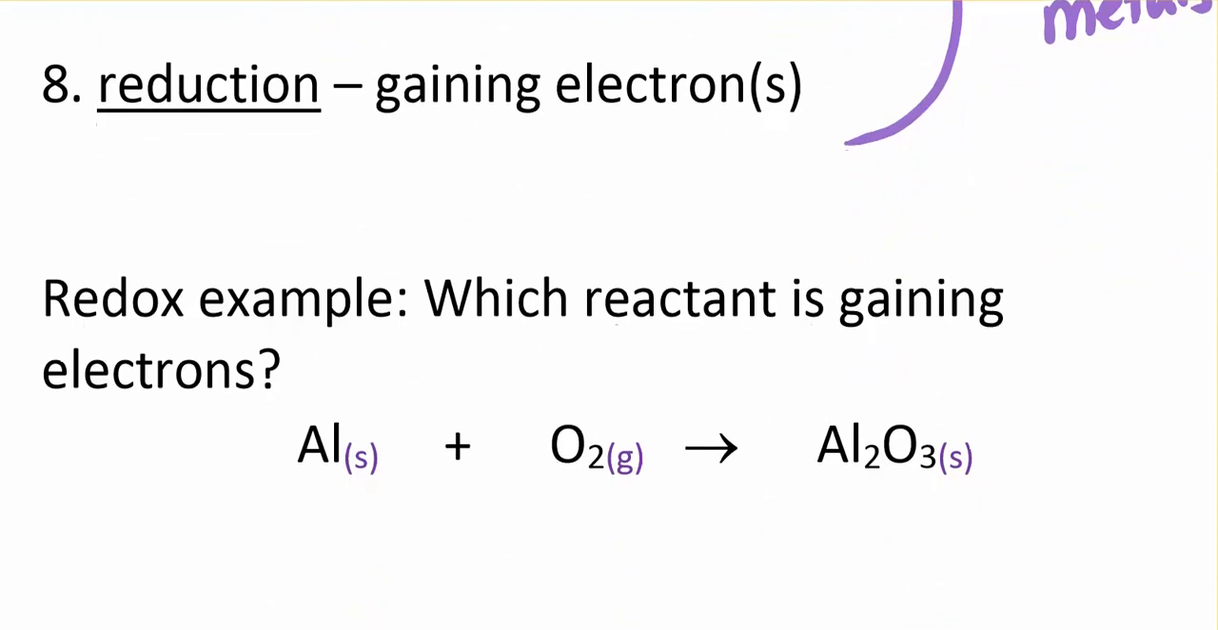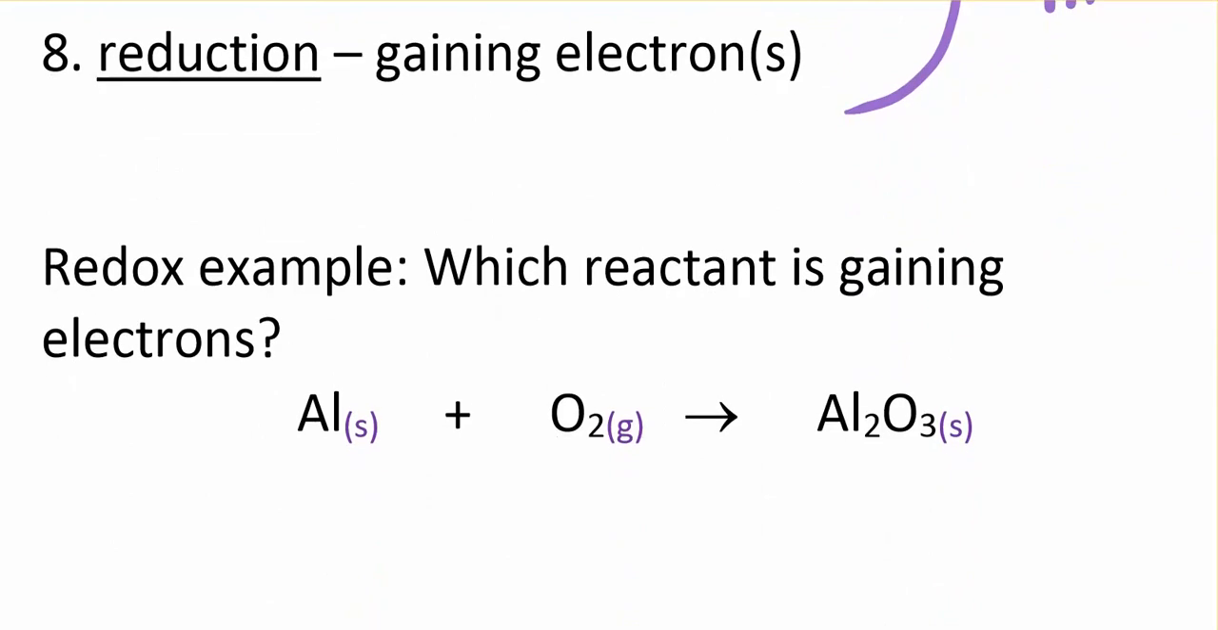Let's look at an example redox reaction. So, which reactant is gaining electrons, aluminum or oxygen? Well, the first thing I need to tell you is that when we see aluminum like this by itself and no charge is shown, that means its charge is 0, it's neutral. Oxygen here, again, it's in the -2 column on the periodic table, but that's when it's in an ionic compound. When it's by itself, its charge is neutral, it's 0.